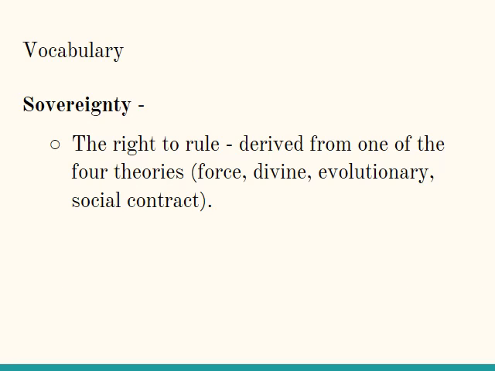All right, let's start with vocabulary. We're going to do things a little bit different today. We're going to start just with this term. So find this as the last term on your vocabulary sheet. Sovereignty. Sovereignty is defined as the right to rule, derived from one of the four theories: force, divine, evolutionary, social contract. Governments get their sovereignty from one of these four theories.